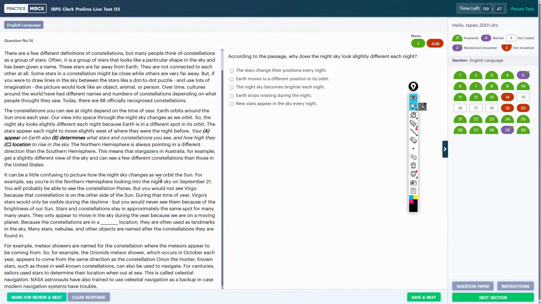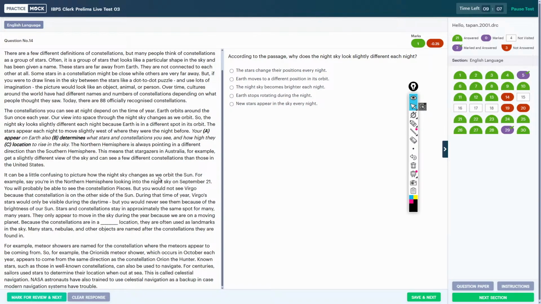There are a few different definitions of constellation, but many people think of constellation as a group of stars. Often it is a group of stars that looks like a particular shape in the sky and has been given a name. These stars are far away from Earth. They are not connected to each other at all. Some stars in the constellation might be close, while others are very far away. But if you were to draw lines in the sky between the stars like a dot to dot puzzle and use lots of imagination, the picture would look like an object, animal, or person.